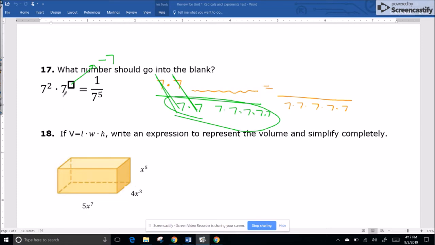A quick way to check my work is to use that multiplication rule. If my bases are the same, I add my exponents. What's 2 plus negative 7? It's negative 5. And that's why I have a 7 to the 5th power in the denominator.